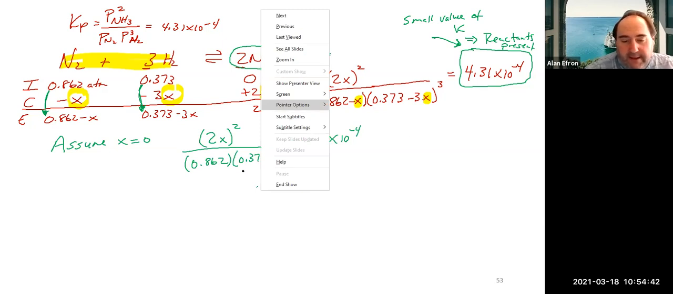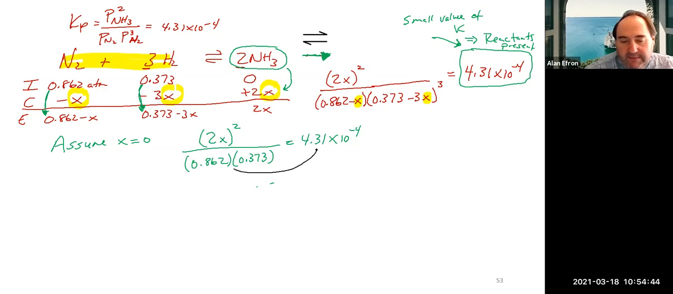And we're going to do that by really just multiplying everybody on the bottom to the other side. And that will get us 4x squared is equal to 4.31 times 10 to the minus 4 times 0.862 and times 0.373, which gets us something like 1.386 times 10 to the minus 4. We're going to divide it by 4 to the other side, also do a little square root action on it while we're there.